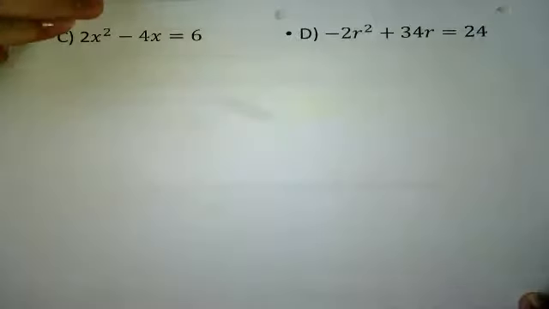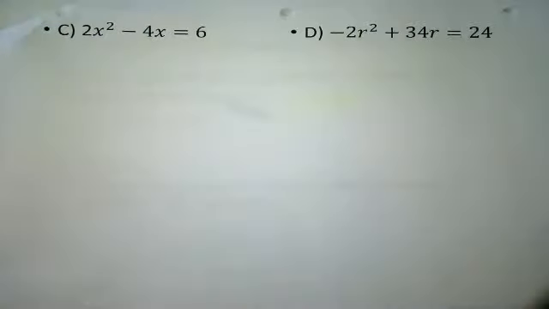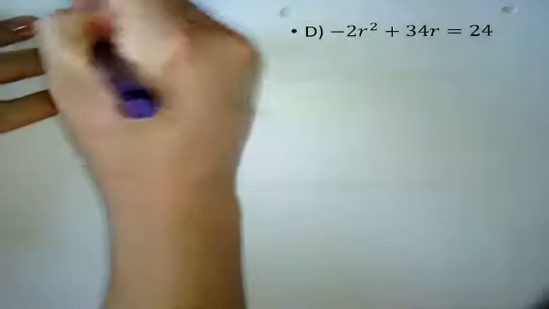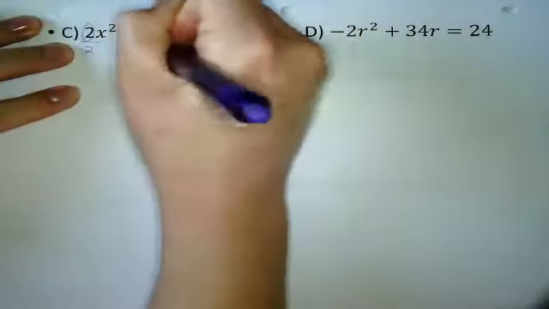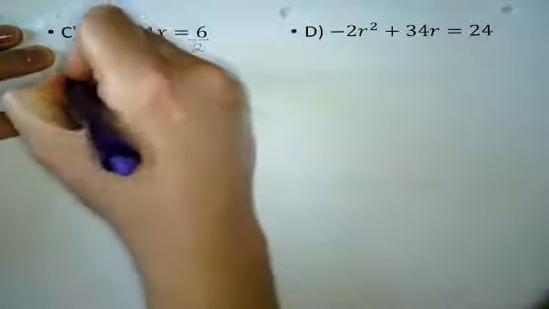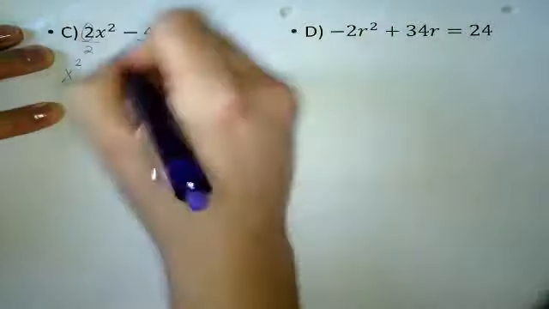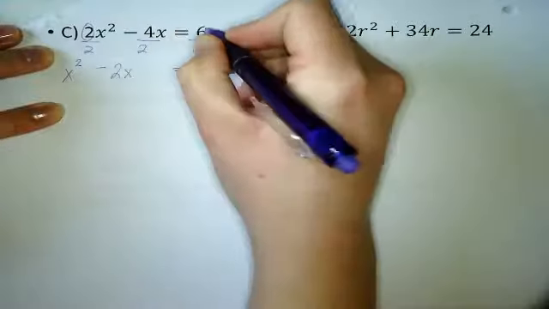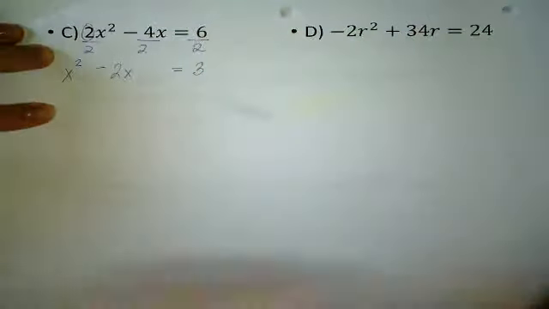All right, a little bit harder. Again, the first step is to divide through by a. You see that we have a leading number here in front of the x squared, and that's not allowed. So we want to go ahead and divide every single term by 2. 2 divided by 2 is 1. So that's how we get 1x squared. Negative 4 divided by 2 is negative 2x. And 6 divided by 2 is 3.